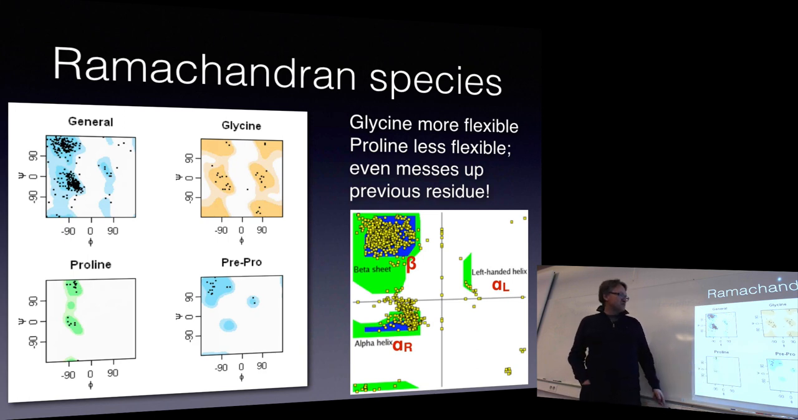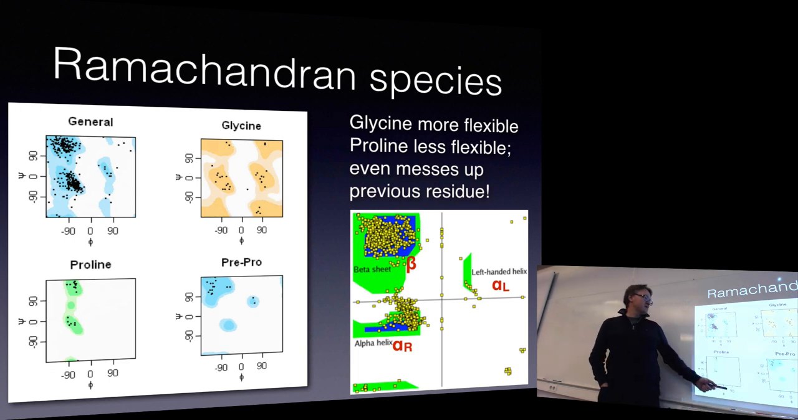And then the residue before proline is similar. The proline will spill over there too. It can't really place in other ways. This again has a note. Rather than worrying about 10 atoms and the XYZ coordinates of every atom, we've now taken this down to two numbers per residue. It's your first model.